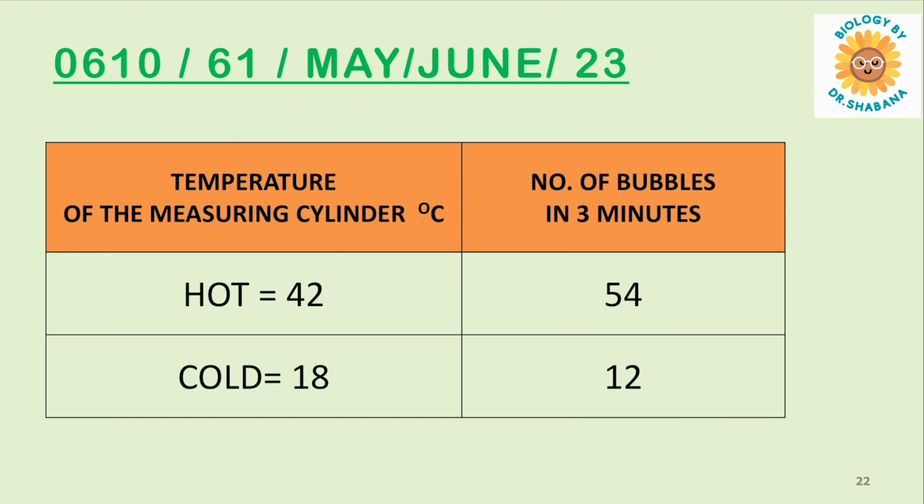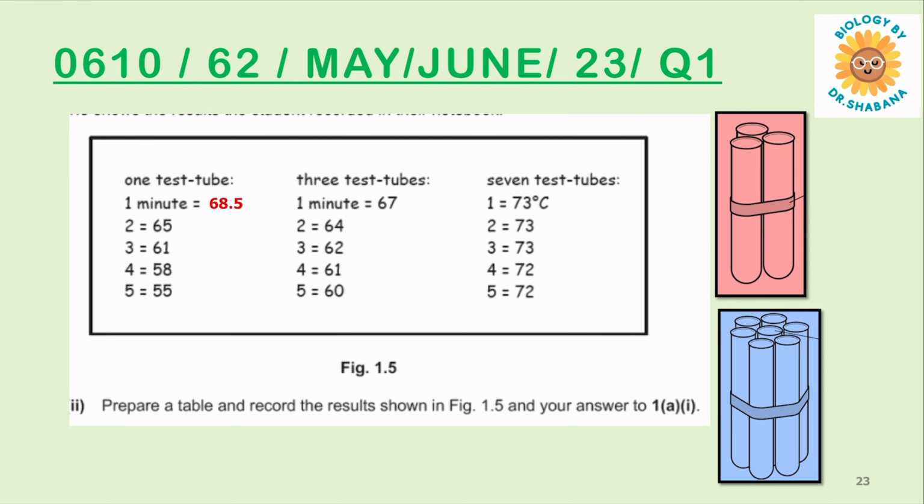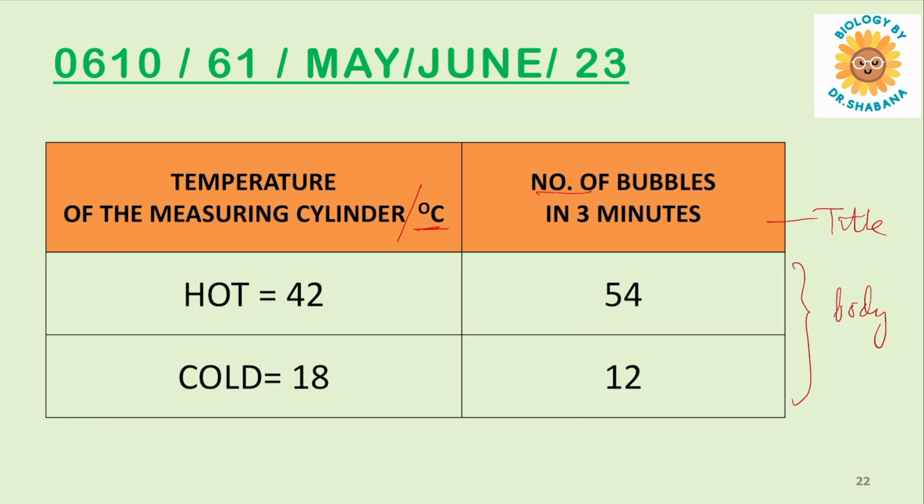And mind you, no units are given here for the number of bubbles; we just have to count them, so no unit is needed. The degree Celsius is given at the top. This is the title, the header, and this is the body of the table. Okay, now let's have a look. This was a very simple table. You got 2 columns only.